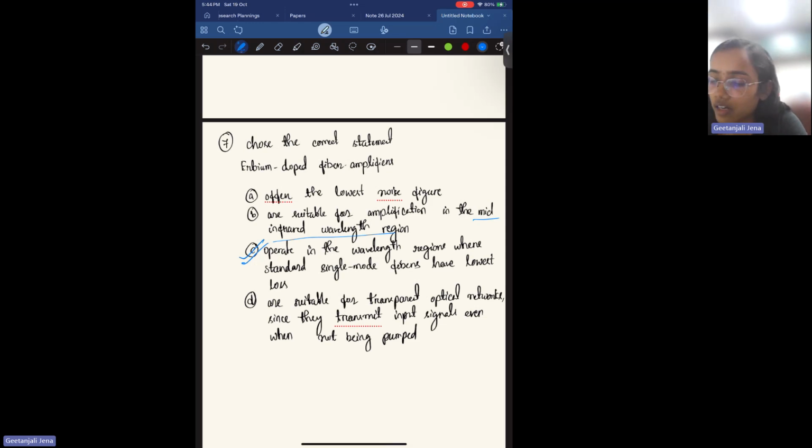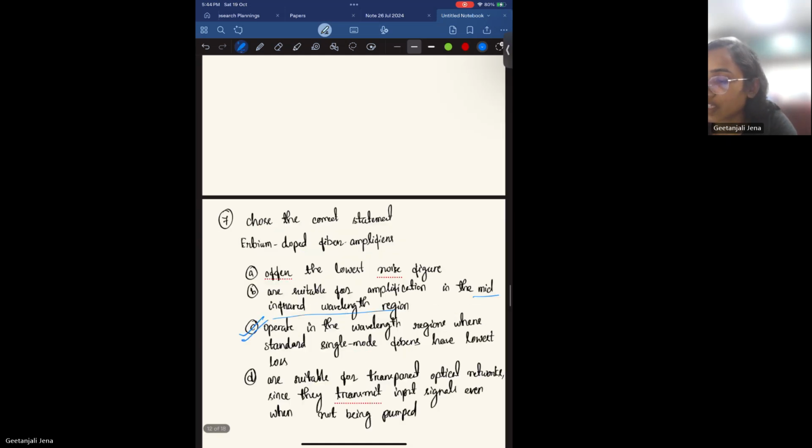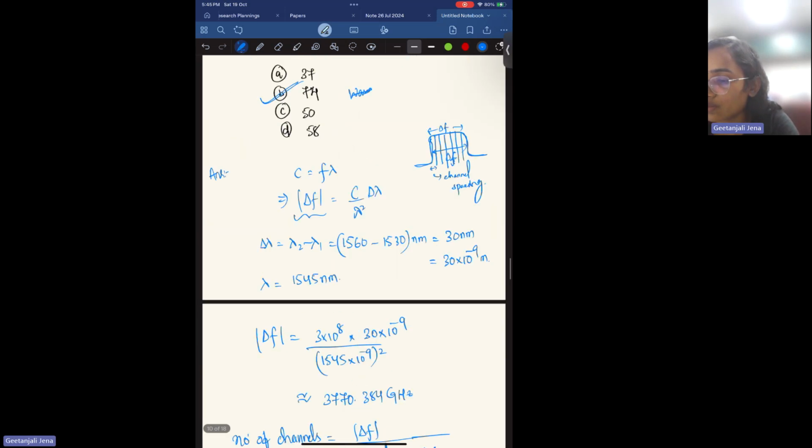But let us see what option D is. Option D says these are switchable for transparent optical networks since they transmit input signal even when not being pumped, which is not correct. Only when there is a pump wavelength will this work. Okay, so option D is incorrect. So the answer will be option C. Okay, so let us move to our next problem.